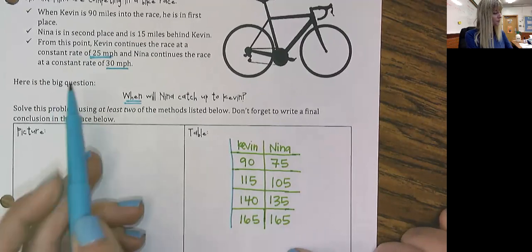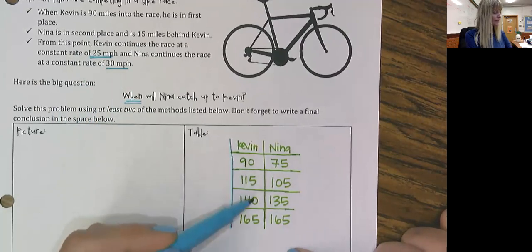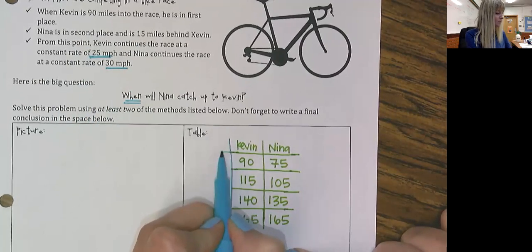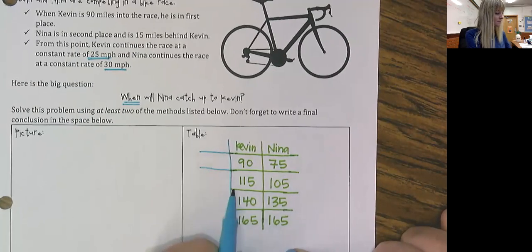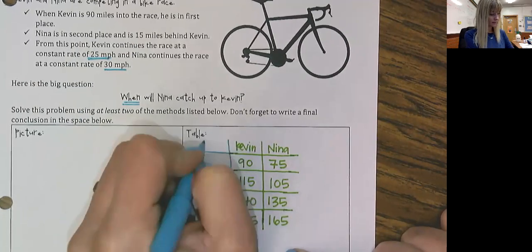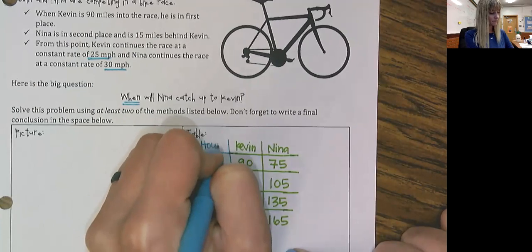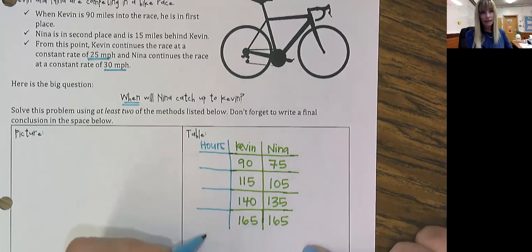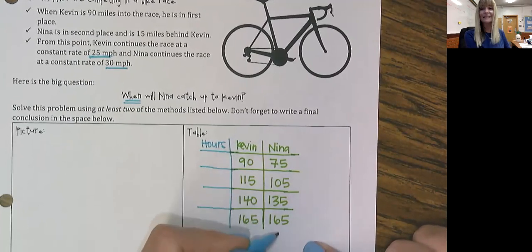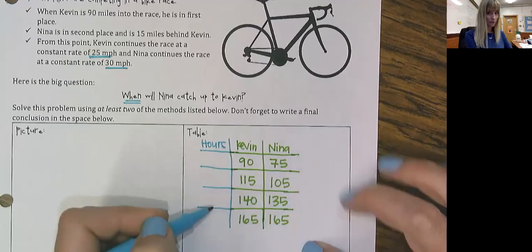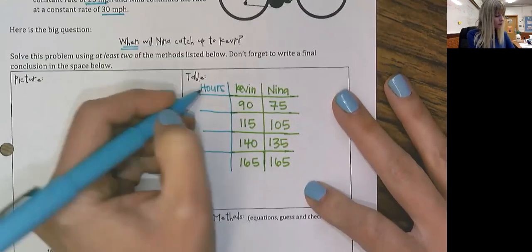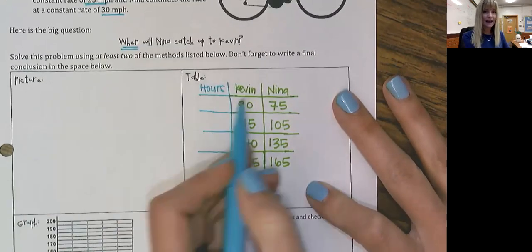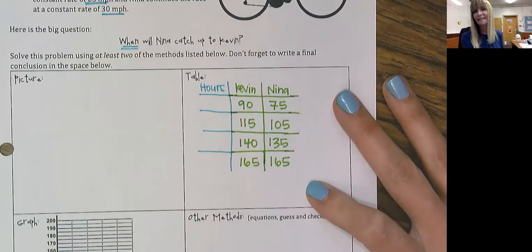And then after 25 miles per hour, so what I did is, how am I moving these? Well, I moved them based on the time that has passed. I added 25 miles to Kevin's distance every hour, and I added 30 miles to Nina's distance every hour. So I need a column that demonstrates what's happening compared to their distance.